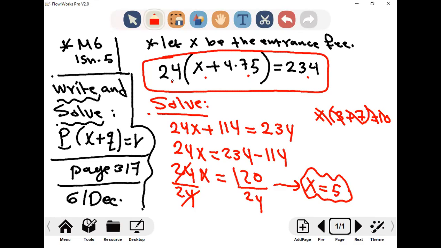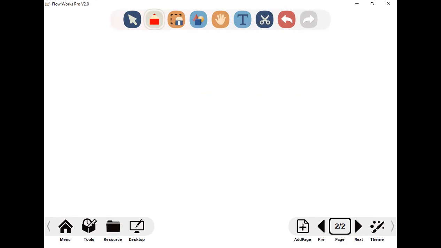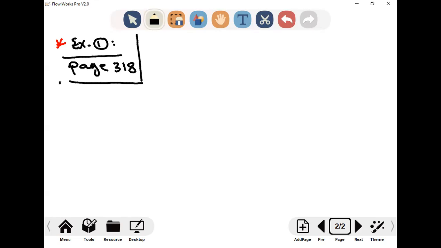Let's go to example 1 now together. On the next page, page 318. Example 1. We are in example 1, page 318. Done writing this? Right. So we are in example 1, page 318, right? Yeah. Let's read together.